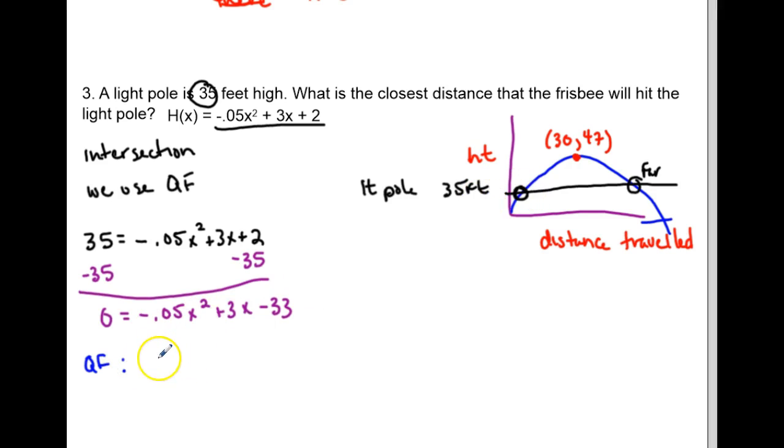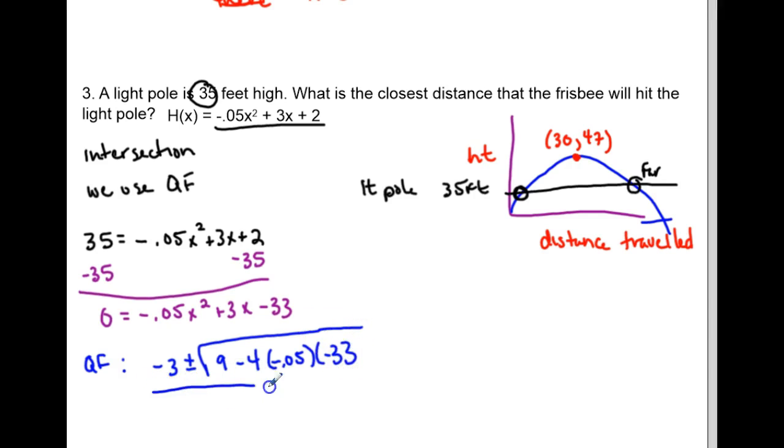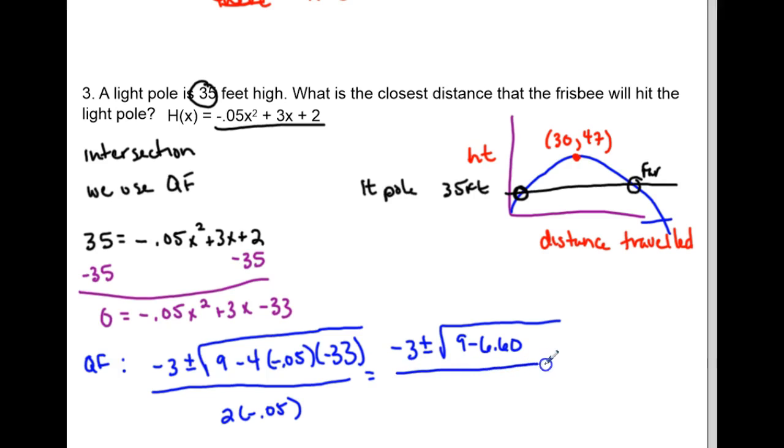So QF says take negative 3 plus or minus the square root of 3 squared minus 4, negative 0.05 times negative 33, that's all under the radical, all over 2 times negative 0.05. Okay? So when we compute this piece, we get negative 3 plus or minus the square root, and I end up with 9 minus 6.60. This computes to 6.60. All over 2 times that, so I get a negative 0.1.